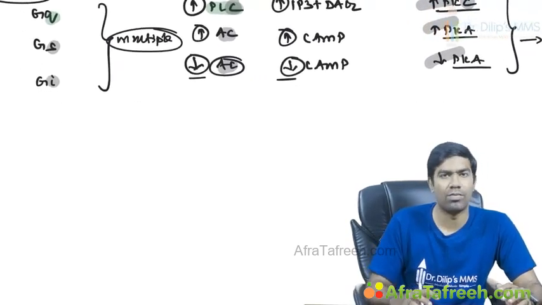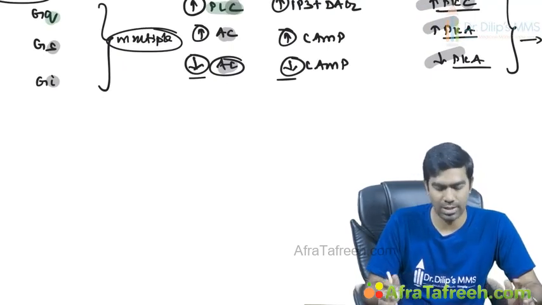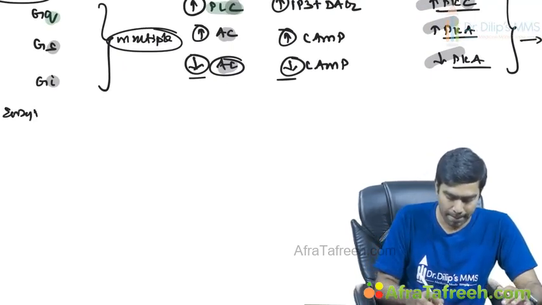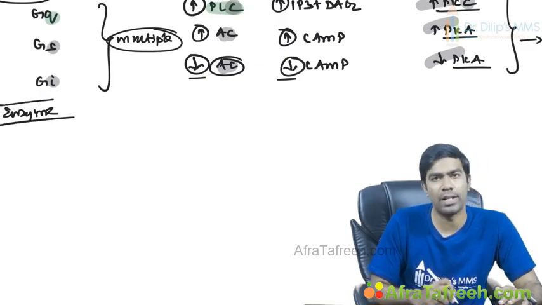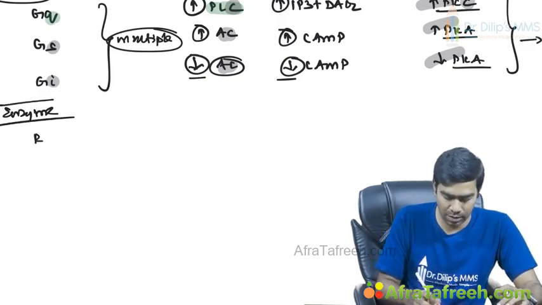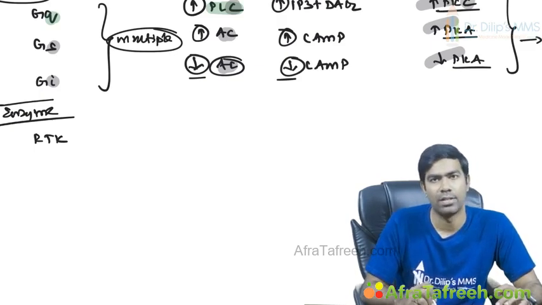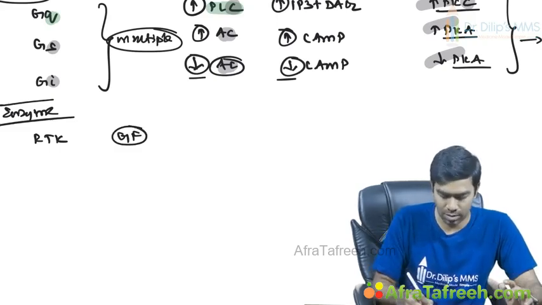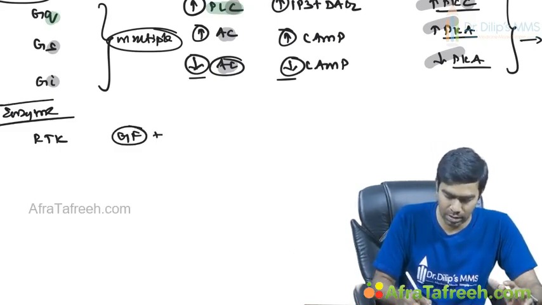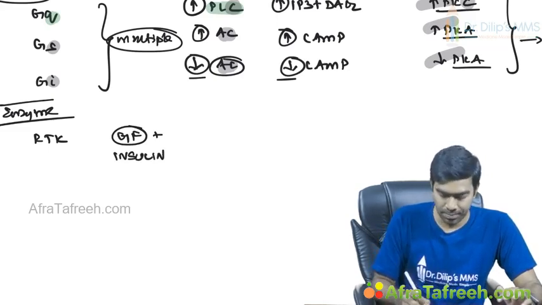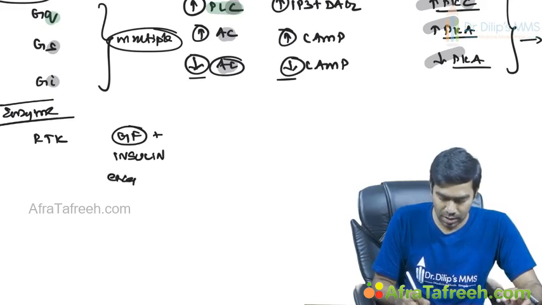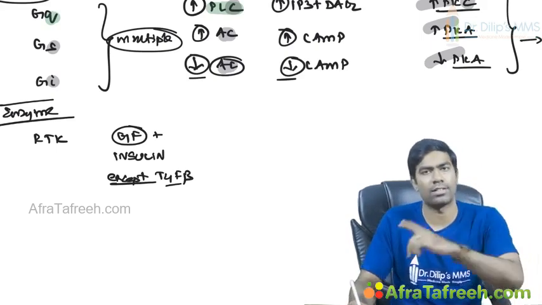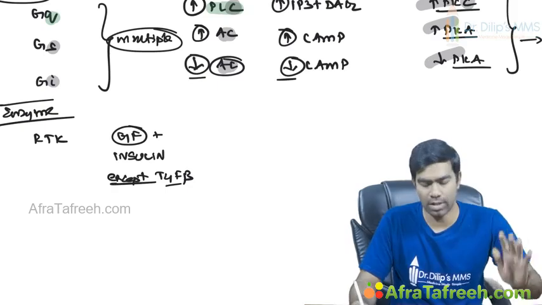Then the next type of receptor is the enzyme link receptor. Among the enzyme link, the first enzyme link receptor we saw is the receptor tyrosine kinases. Receptor tyrosine kinases, remember growth factors, that's all, plus insulin. And one exception that you have to know, that's also very important here, that's TGF-beta, even though it's a growth factor, it acts through the RSTK, not through the receptor tyrosine kinase.